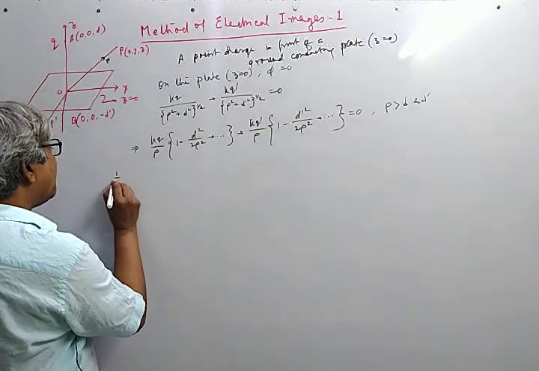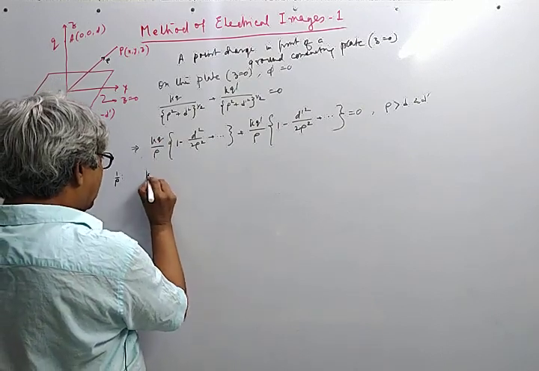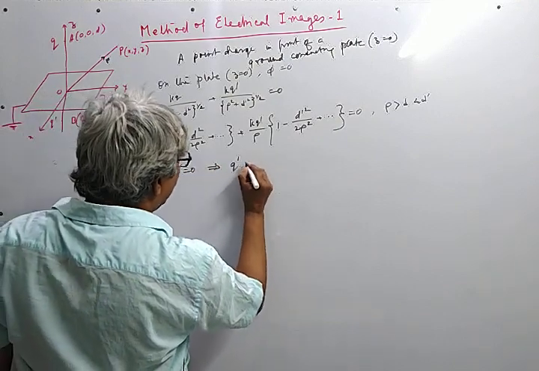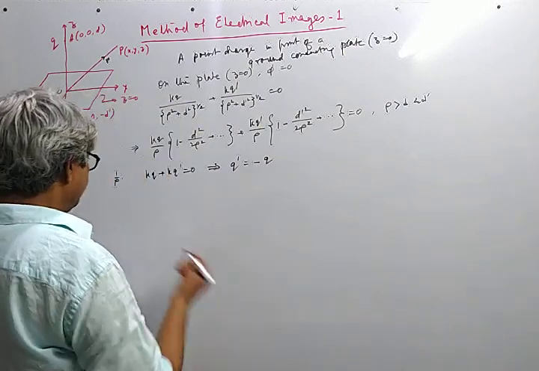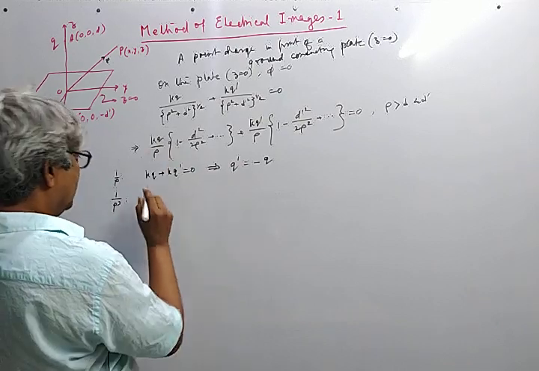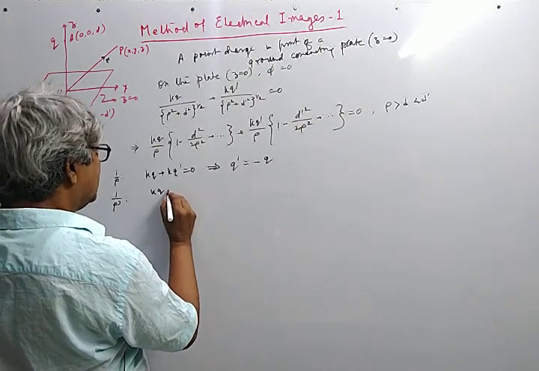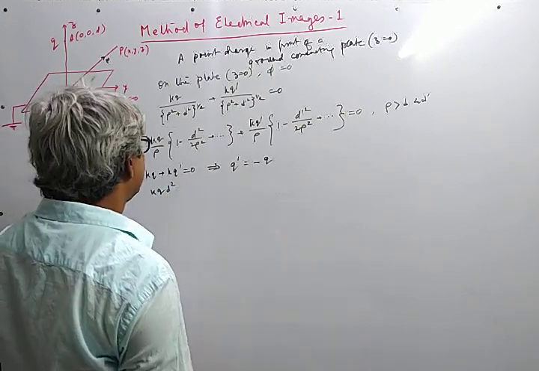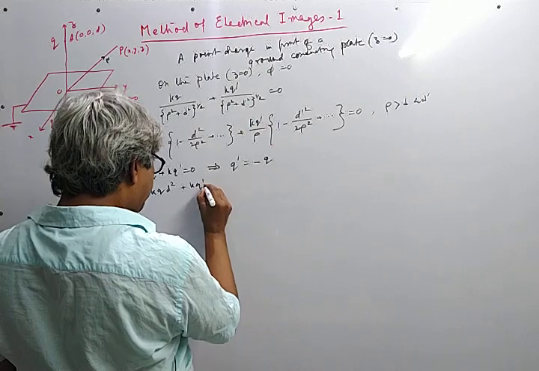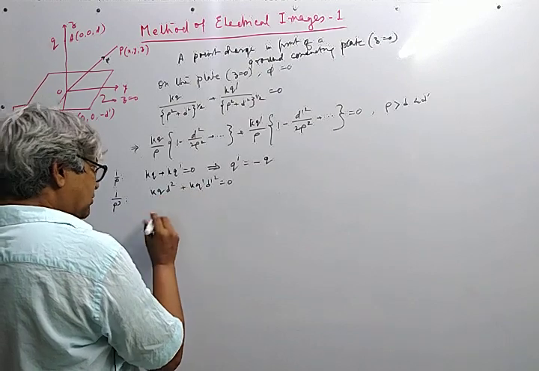So the coefficient of 1 by rho gives kq plus kq prime is equal to 0. That immediately leads to q prime is equal to minus q. And the coefficient of 1 by rho cube gives kq d square plus kq prime d prime square is equal to 0. K can be cancelled and q prime is equal to minus q.